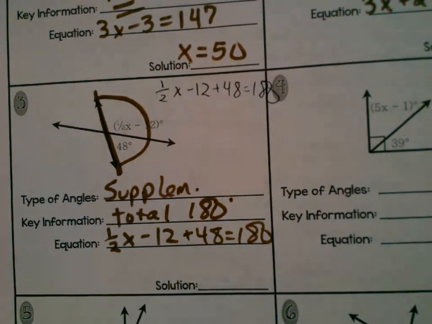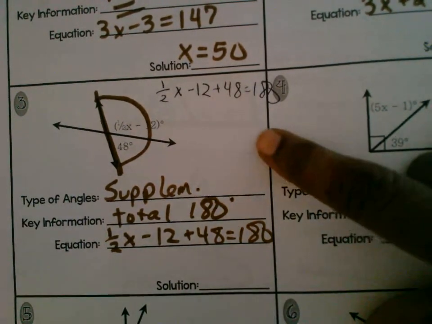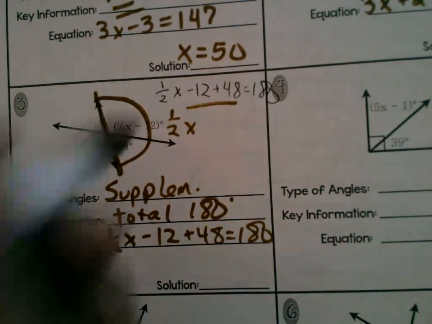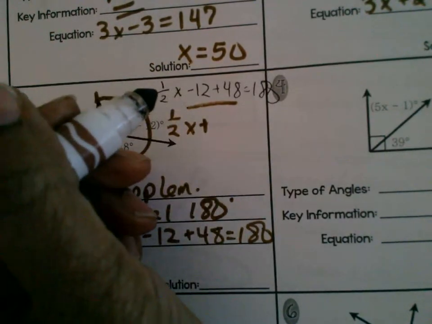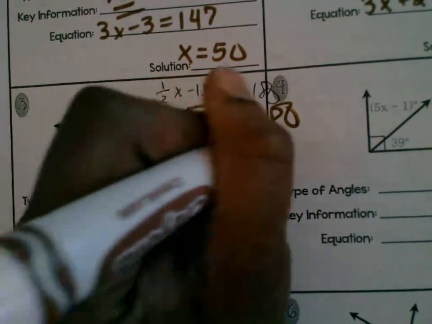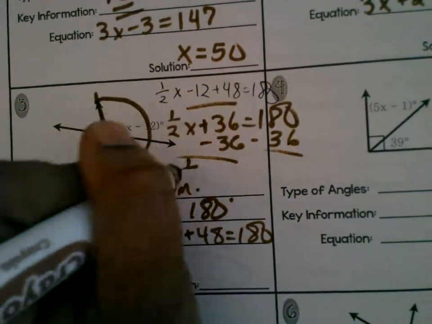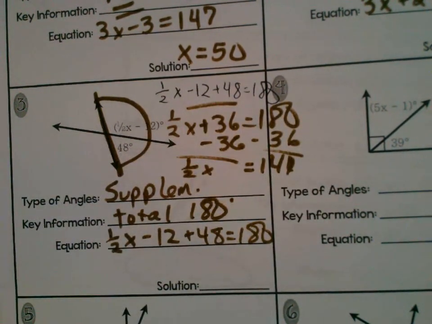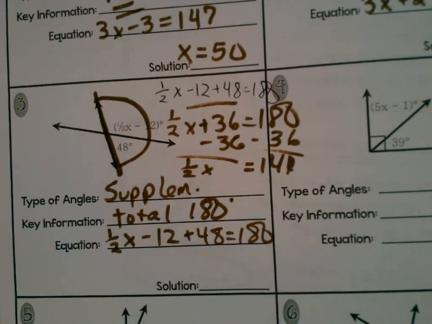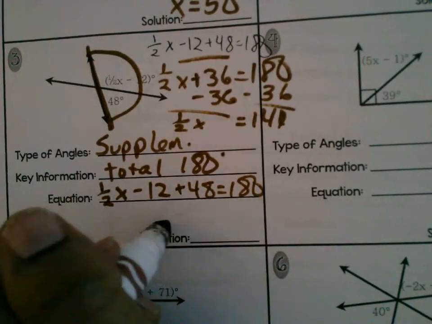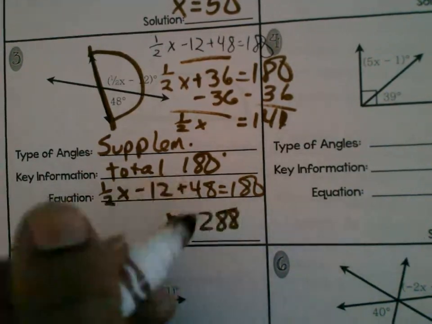Okay, guys. What do you get when you subtract 12 from 48? 36? All right, negative 12 plus 48. Half of x equals 144. Now, half of x is 144. Half of what number is 144, y'all? 288. 288.